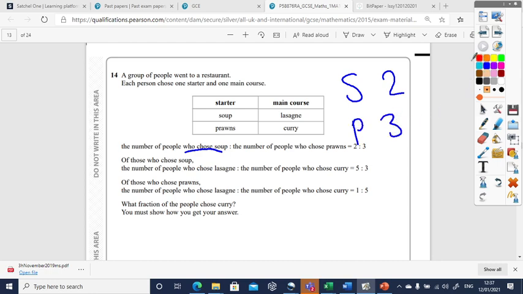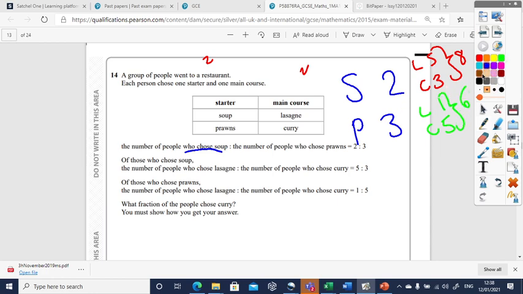Okay. Now, of those that chose soup, yeah, I know lasagna is 5 and curry is 3. And of those that chose prawns, lasagna is 1 and curry is 5. Now, I sort of want to make the soup be an equivalent ratio to the total of the people who chose soup, and the prawns to be an equivalent ratio of the people that chose prawns. So if I add up the people who chose soup, I've got 5, 6, 7, 8. I've got 8 here, yeah. And then of those who chose prawns, I've got 6.